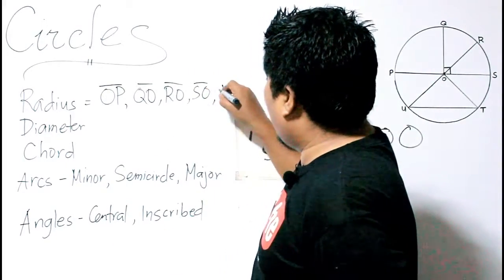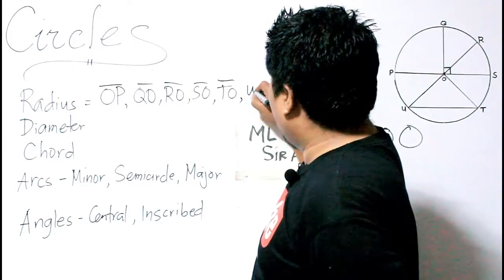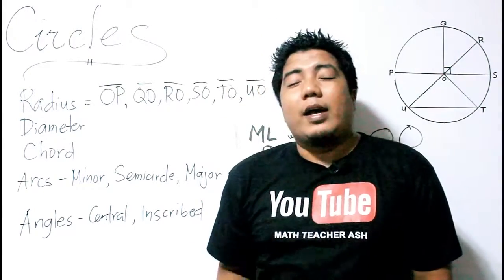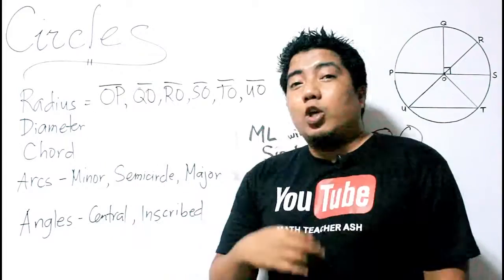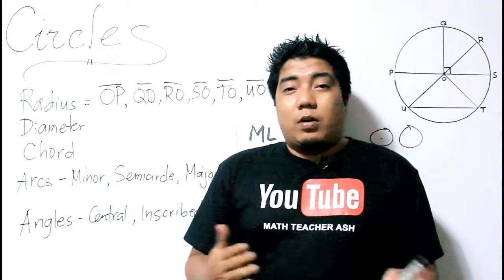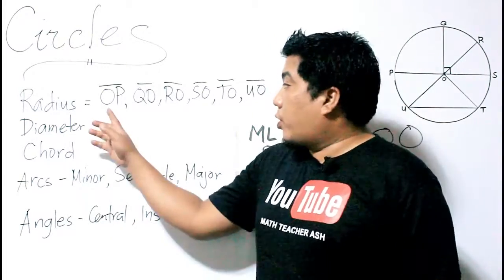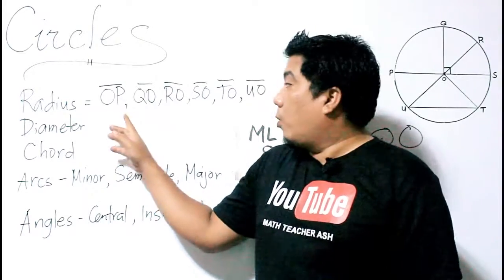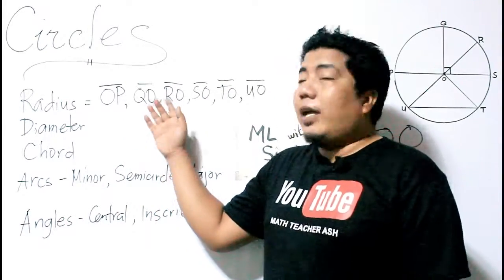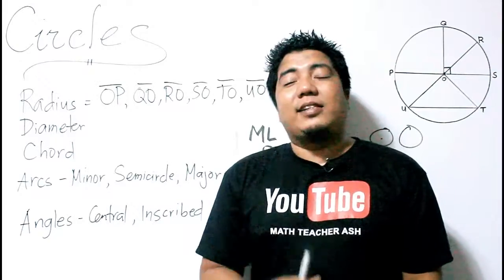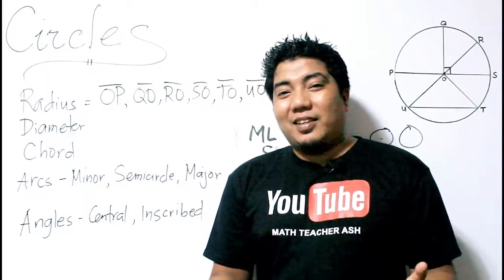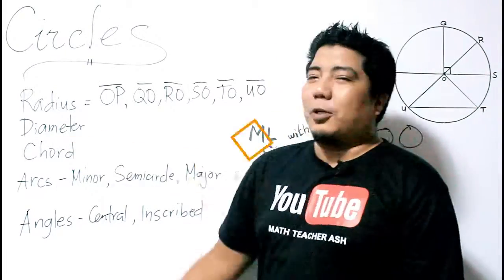Now, remember this, my dear math learners. You can name the radius regardless of any direction. You could name OP as PO, QO as OQ, and same as the other line segments. Easy, right? Now, let us go to diameter.